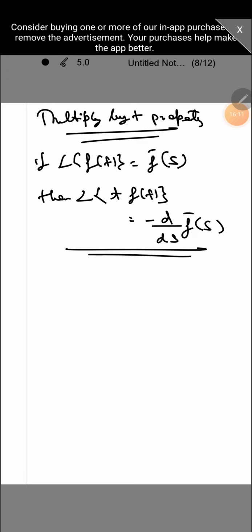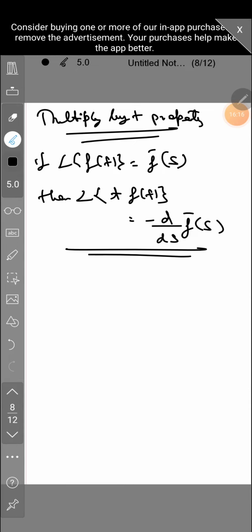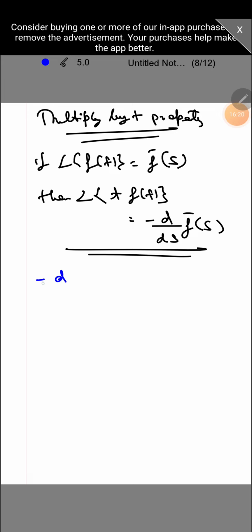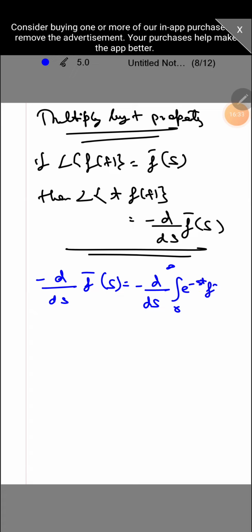Should we prove this? Proving this is quite simple actually. So let's prove this. Minus d over ds f bar s is actually given as minus d over ds integration 0 to infinity e to the power minus st f(t) dt. That is equal to integration 0 to infinity, let minus be outside, this becomes del over del s of e to the power minus st, here you have f(t) dt.